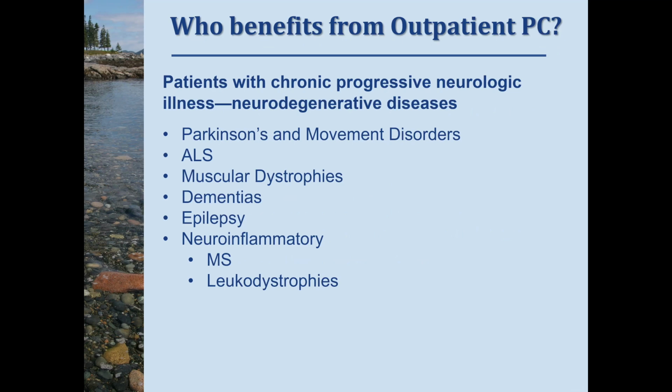So who benefits from coming to the outpatient clinic? The few different categories. First of all is patients with chronic progressive neurologic illnesses, such as Parkinson's or other movement disorders, patients with ALS, muscular dystrophies, dementias, epilepsy, and then neuroinflammatory. So MS and some of the leukodystrophies. Surprisingly, I'm seeing a lot less MS than I thought I would see in this role, but there's been so many changes in the disease-modifying therapies for MS that is something that's much more manageable with much less symptom burden than it used to have. So a lot of those patients have not been making it to the palliative clinic like I thought they may be, but we stay plenty busy with the patients that we do have.